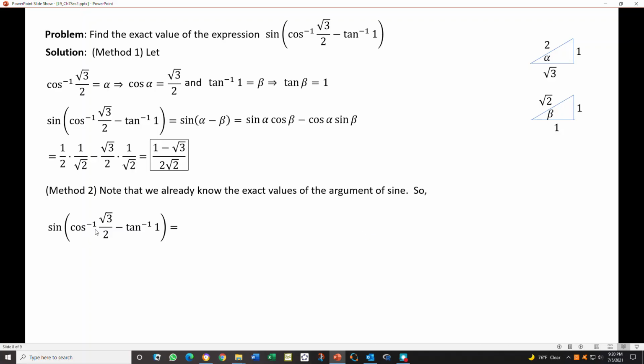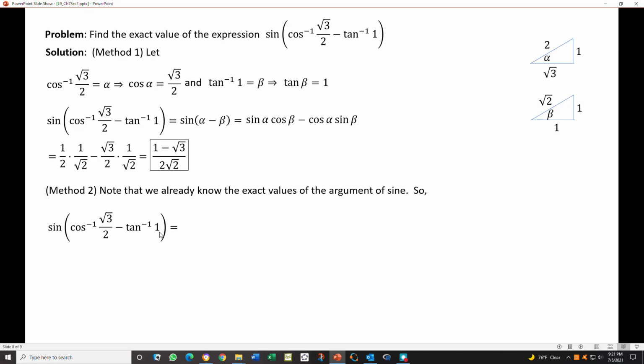What is cosine inverse of square root of 3 over 2? In other words, cosine of what angle in 0 to pi gives us square root of 3 over 2? Square root of 3 over 2, that's cosine of 30 degrees. So cosine of pi over 6 is square root of 3 over 2. So cosine inverse of square root of 3 over 2 is just pi over 6.